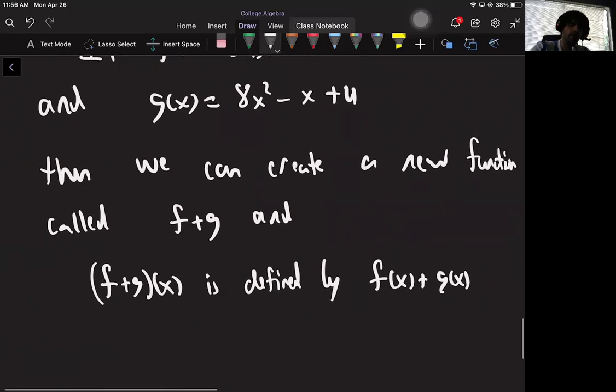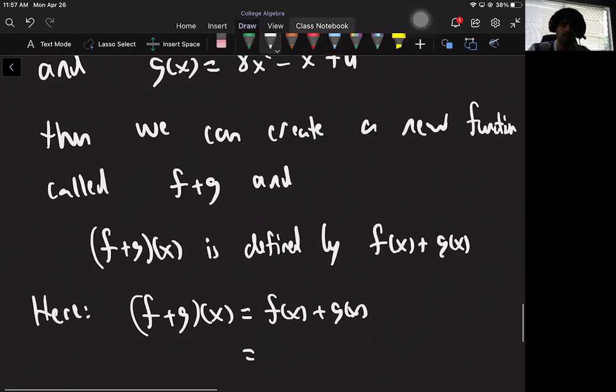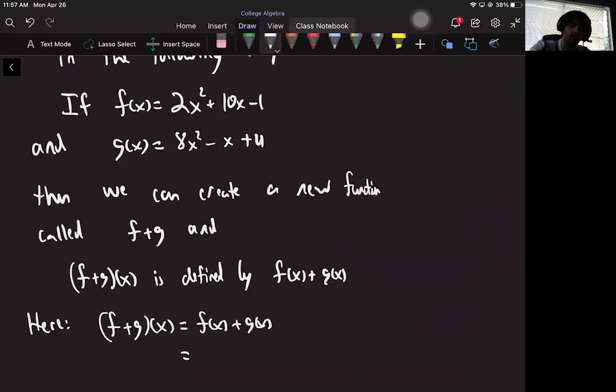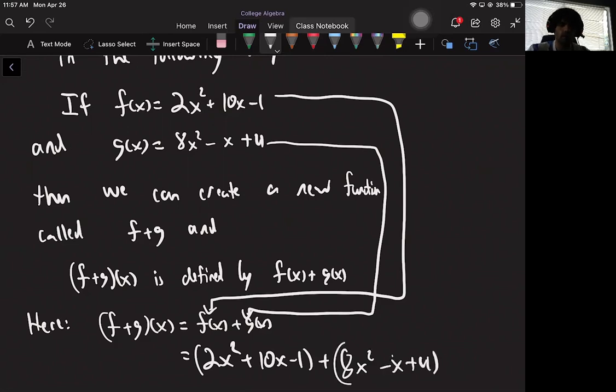Okay, so here in our example, let's just do it. F plus g of x is supposed to equal what happens if you have f of x plus g of x. And so all I'm going to do is put these guys in there. So this is f of x. This is g of x. So I'm just going to put them in there. And then we know how to add polynomials. So we'll know how to add these two together and simplify it. So that's what we'll do.